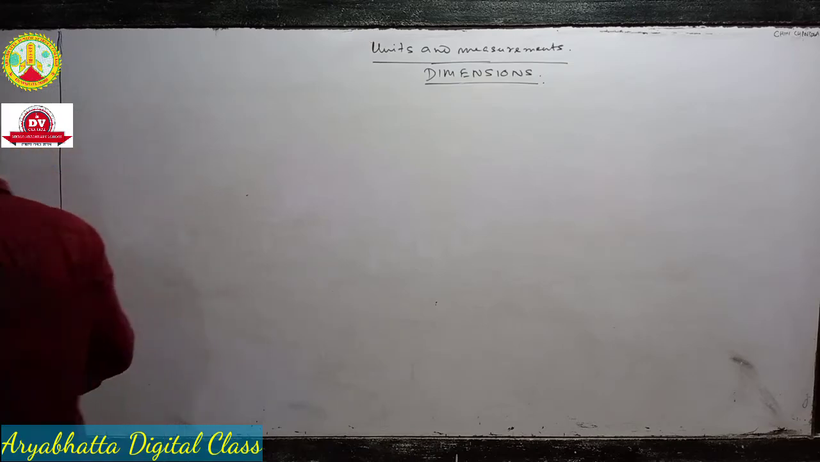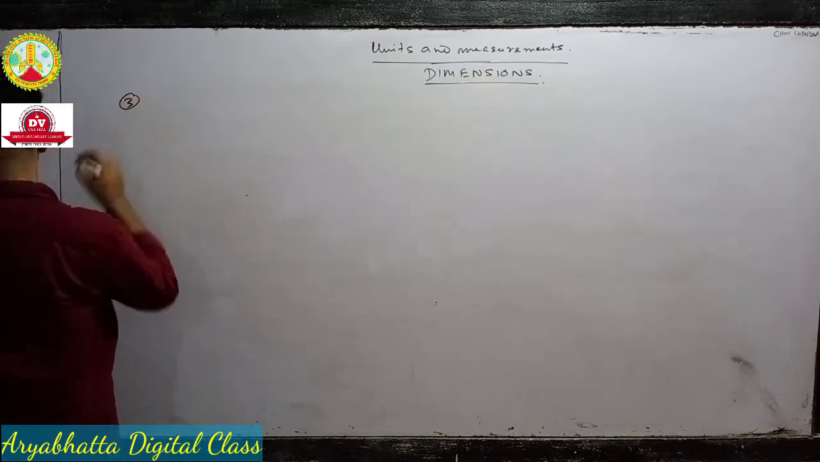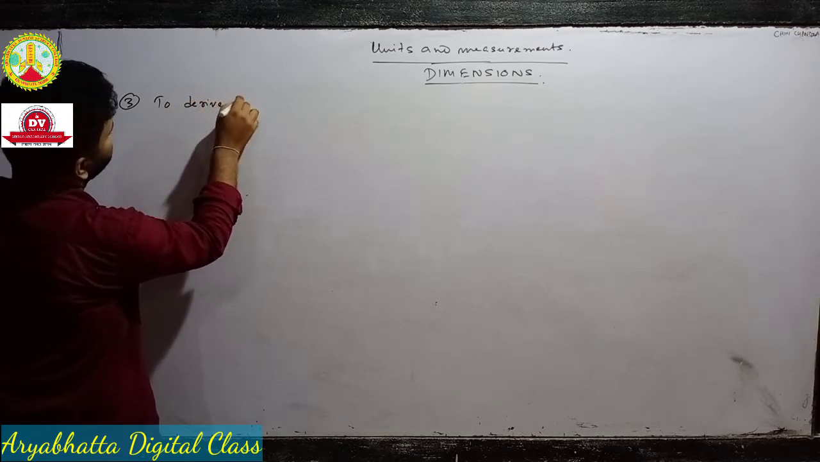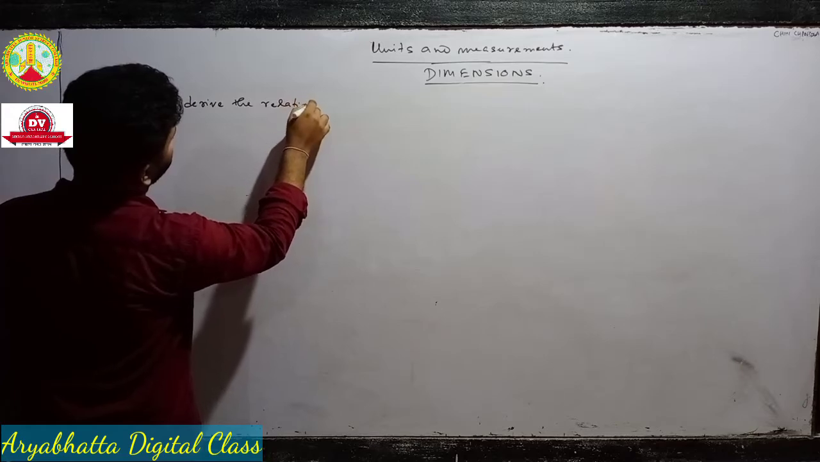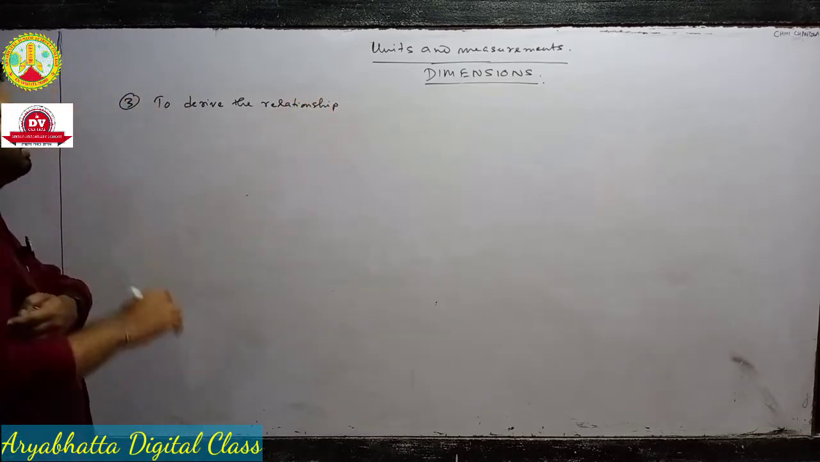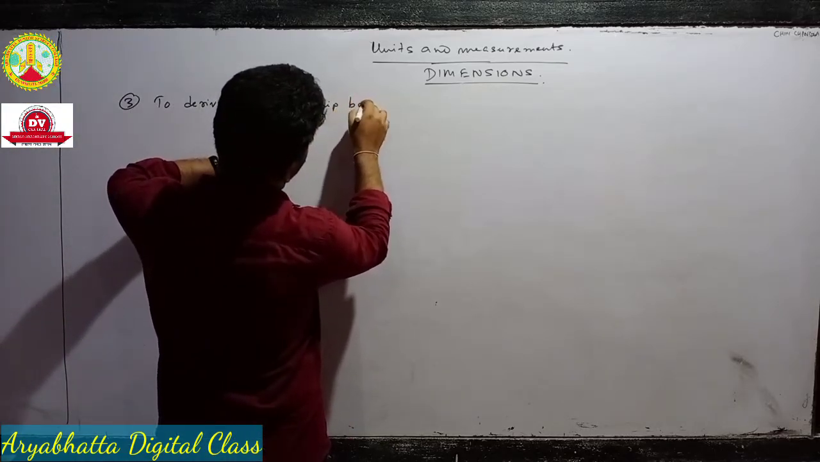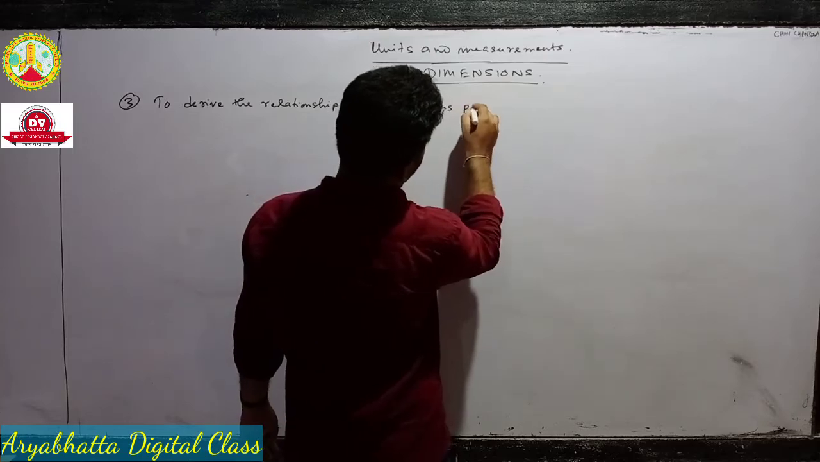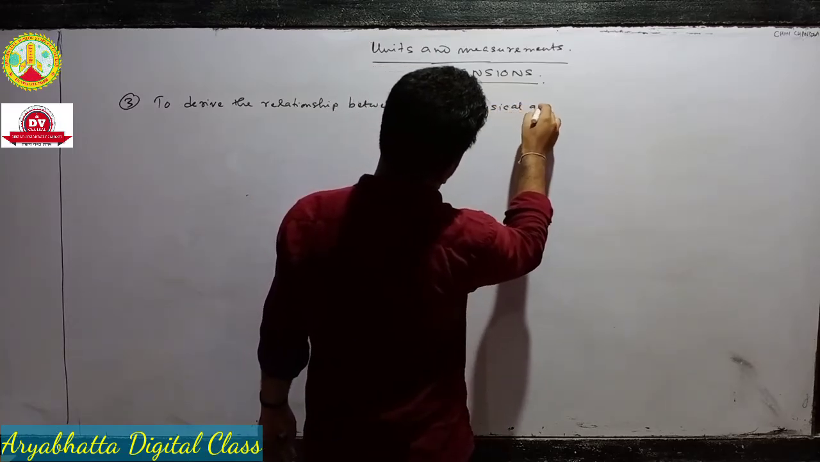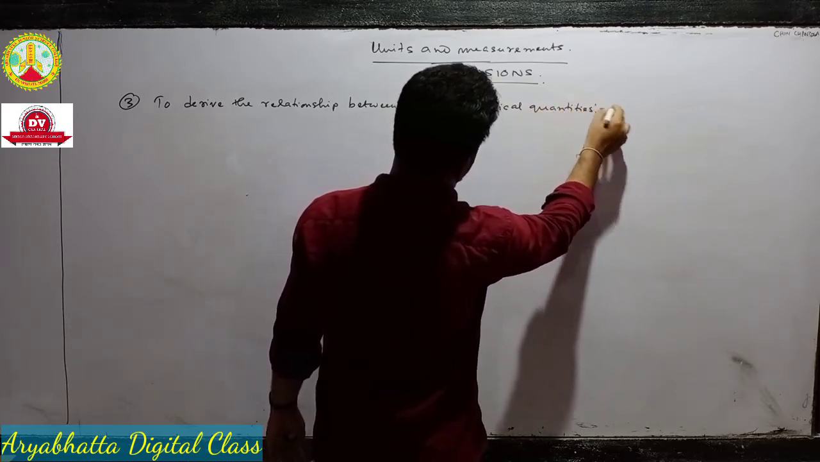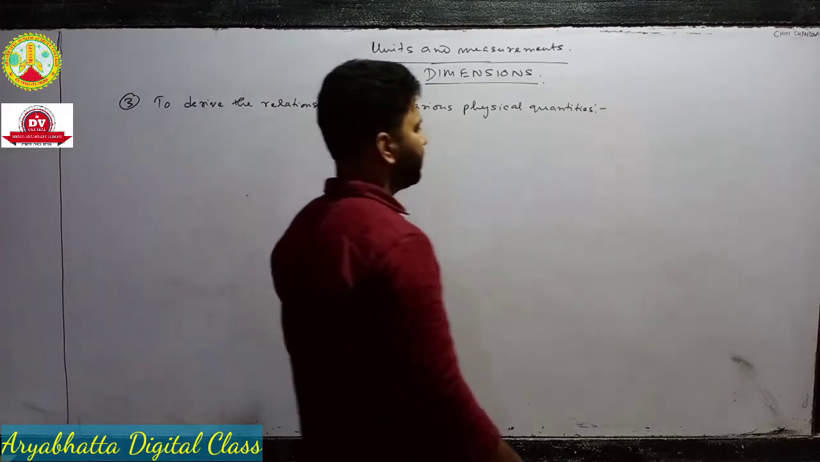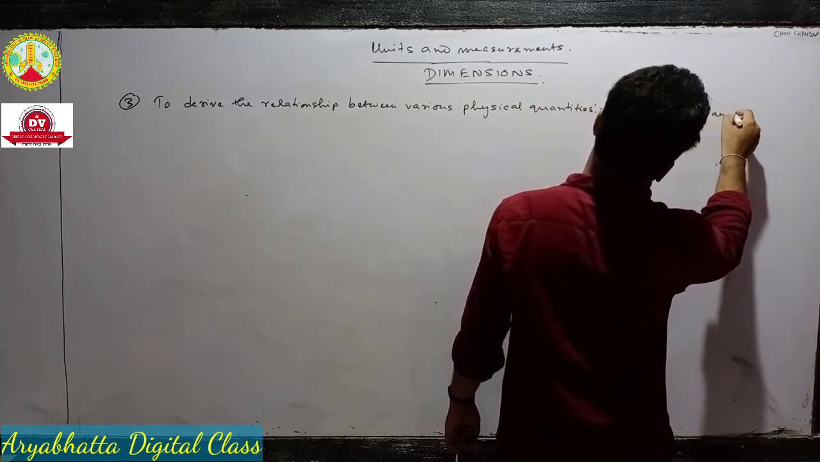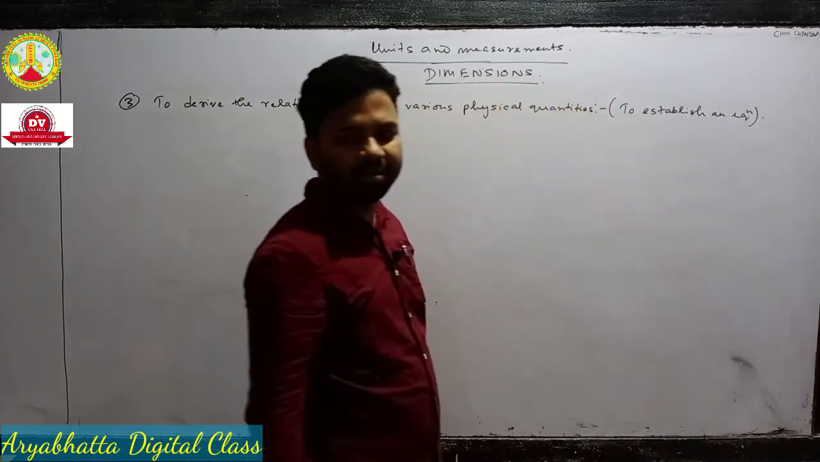Okay, so let us do the third one. To derive the relationship between various physical quantities, okay, or you can say to establish an equation. We have to prove this equation, okay.